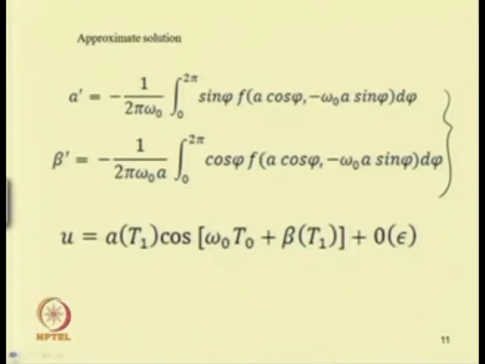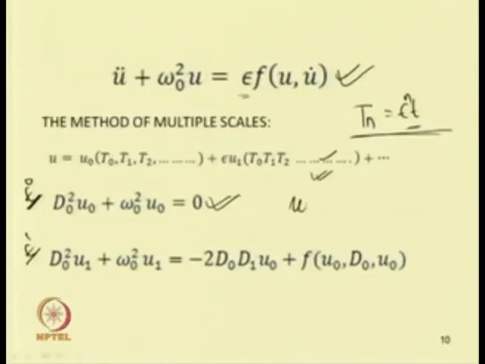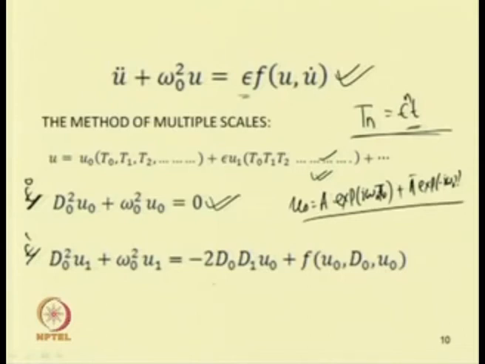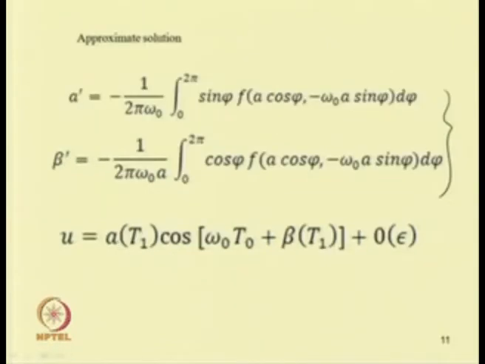So, the solution of u0 is written in this form, u0 equal to A e to the power i omega 0 T0 plus A bar e to the power minus i omega 0 T0. By substituting this in the second equation and separating or killing the secular terms, one can obtain a set of equations, and in that equation substitute A equal to half a e to the power i beta, and separating the real and imaginary parts, one can obtain the set of reduced equations.